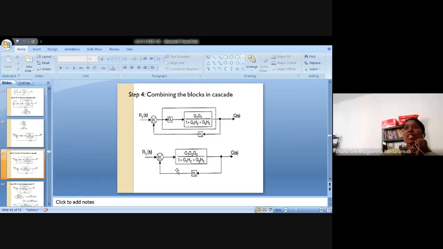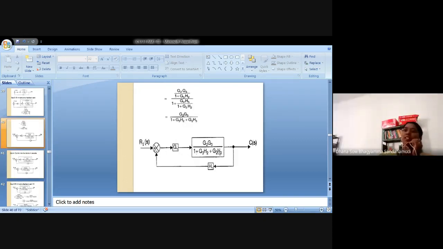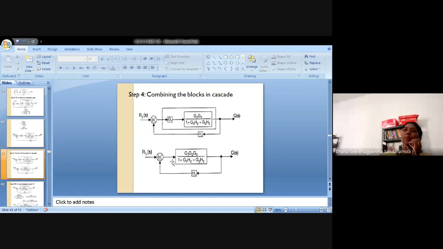It's okay. Simply, I'm moving slowly, it seems. Okay. So simply combining the cascade blocks. Step number 4, I have combined the cascade blocks. Next step number 5 will be eliminating the feedback path. Okay. Step number 5.